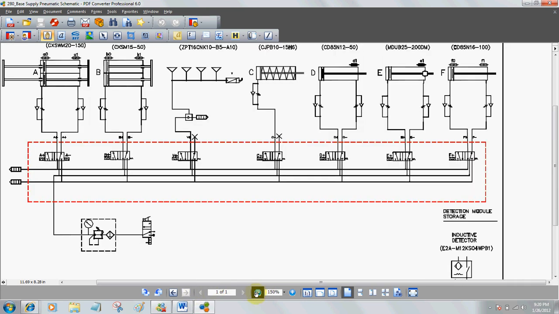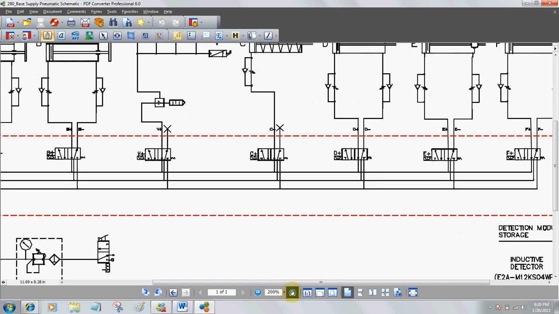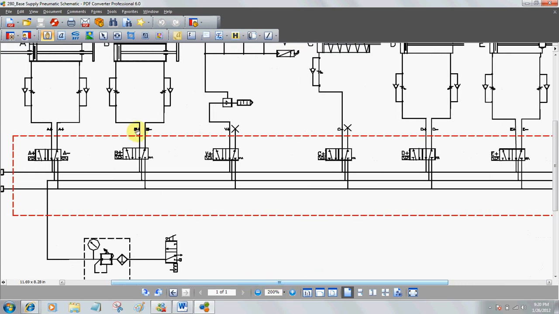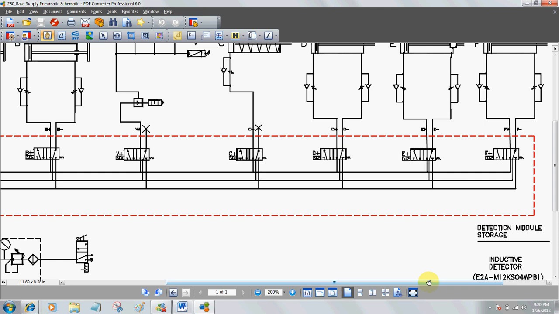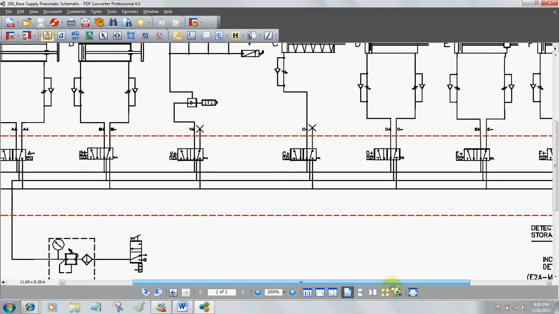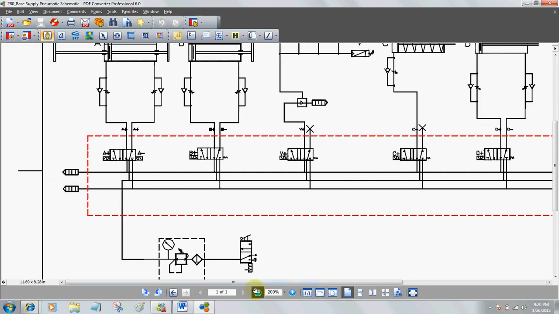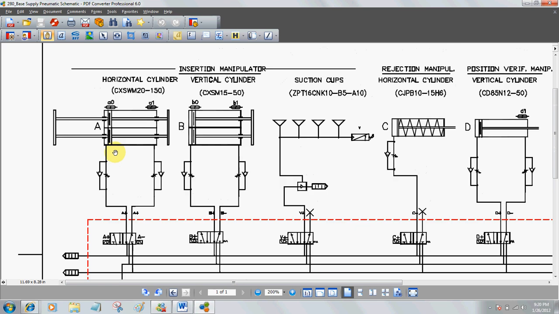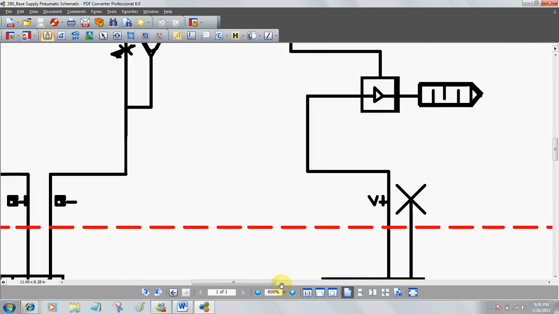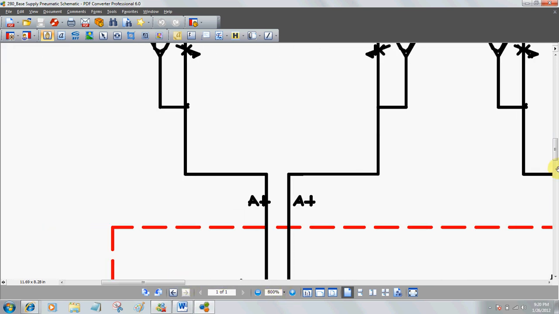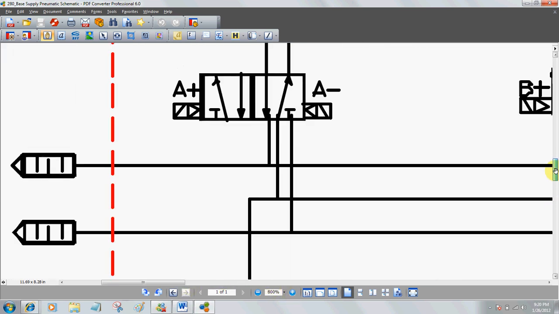Okay, so let's look closely at some of these valves. Here you can see we have one coil, one coil, one coil, one coil, one coil, and one coil. So most of the valves only have one coil, so they're a single acting valve. Now if we look a little bit closer at the horizontal cylinder, there are two coils on here. Okay, we'll zoom in on that because that's important information that we need to know.